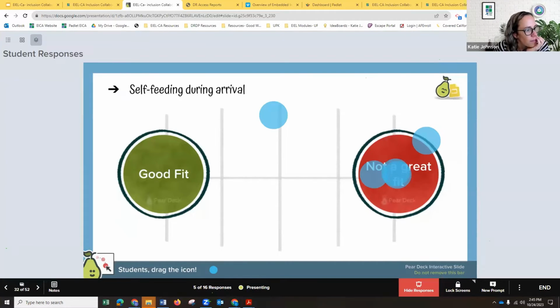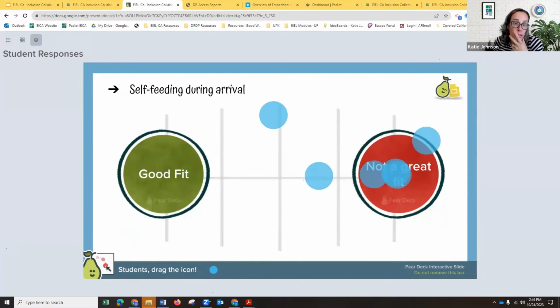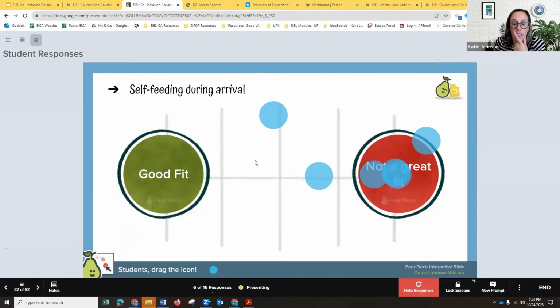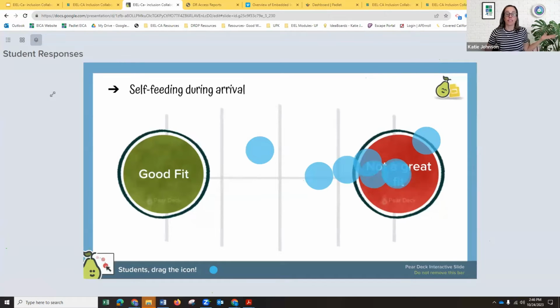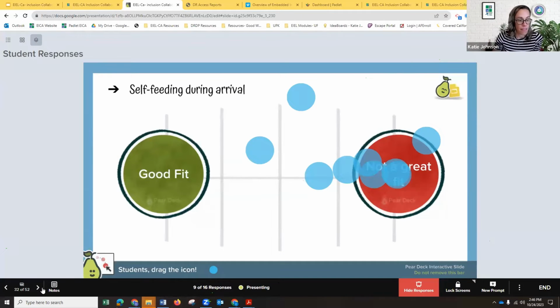Some are like, I don't know, maybe we have a built-in opportunity where we do some of those things. I think that some of us who've been doing embedded instruction for a while can always have that conversation. Like maybe there is a set time, but mostly during arrival, we're probably going to focus on following the routine and maybe a different target. Self-feeding may not be the time that we have all the time to do that.